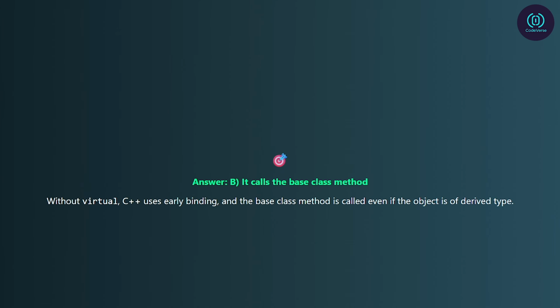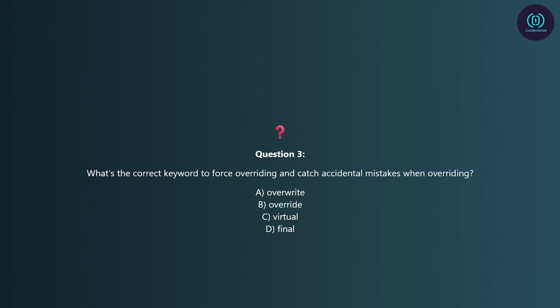Answer, B. It calls the base class method. Without virtual, C++ uses early binding, and the base class method is called even if the object is of derived type. Question 3, what's the correct keyword to force overriding and catch accidental mistakes when overriding? A. Overwrite. B. Override. C. Virtual. D. Final.